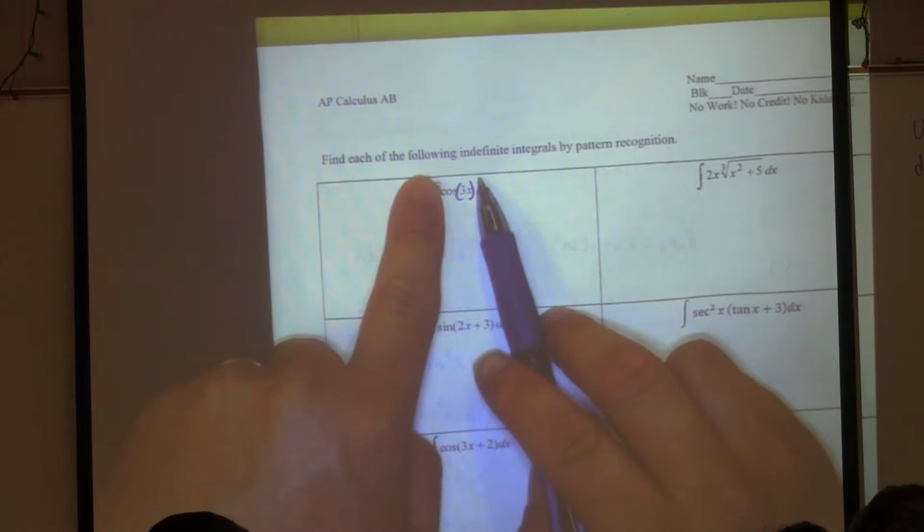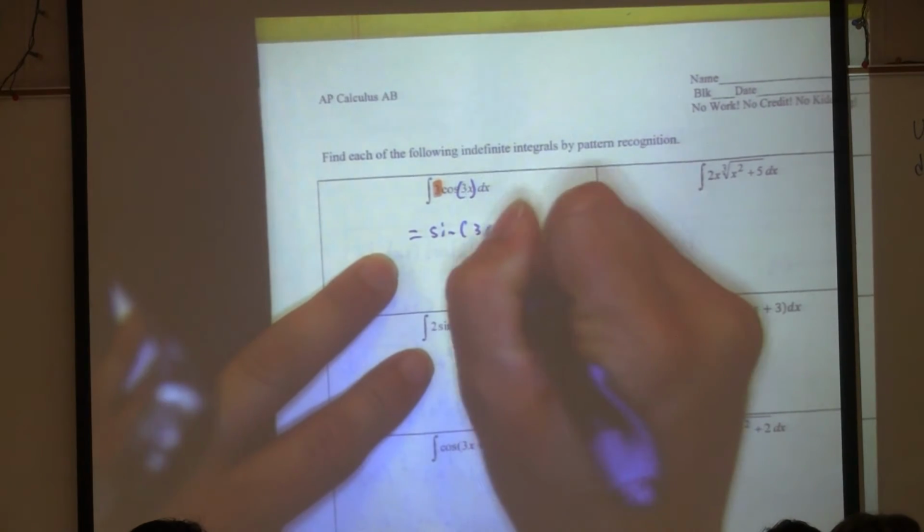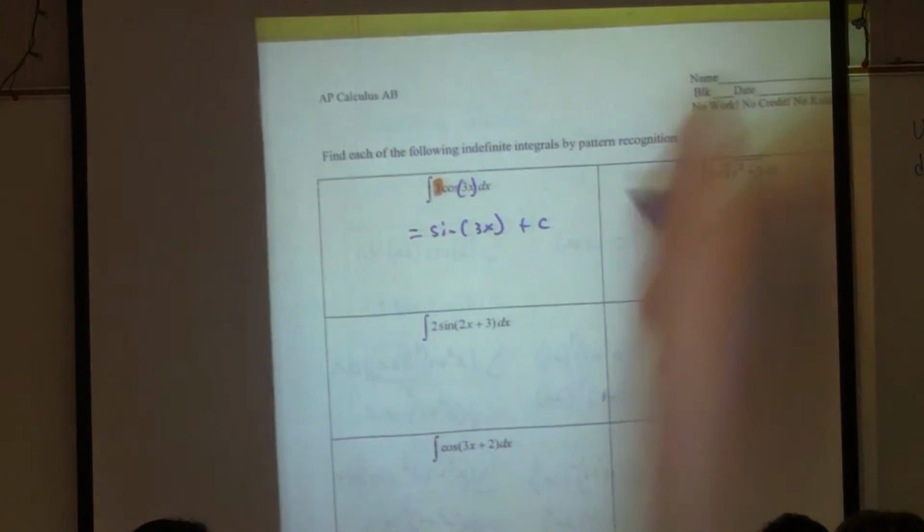What's the integral of cosine? Sine. So my answer is just sine 3x plus c. Boom, quick.